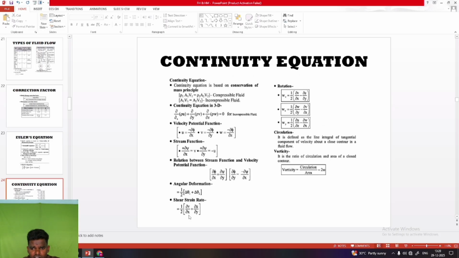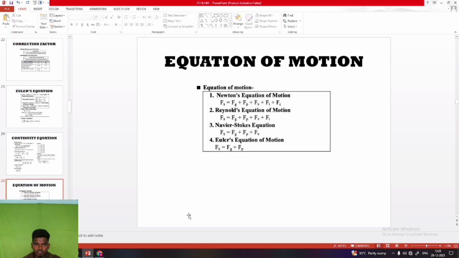Circulation is the line integral of the tangential component of velocity about a closed contour in a fluid flow. Vorticity is the ratio of circulation and area of the closed contour. Vorticity is equal to circulation divided by area, which is equal to 2 omega. Equations of motion: Newton's equation of motion is derived as Fx is equal to Fg plus Fp plus Fv plus Ft plus Fc.